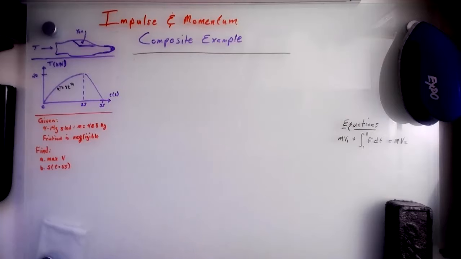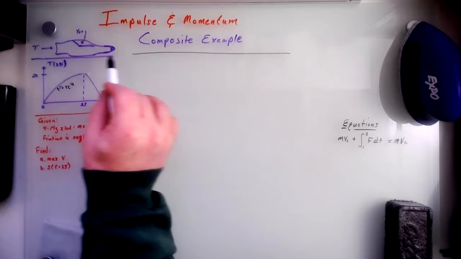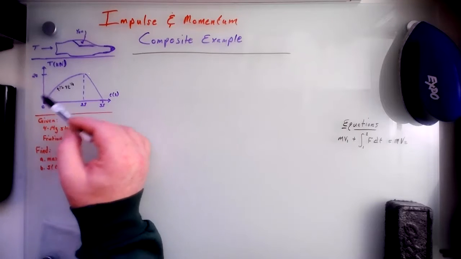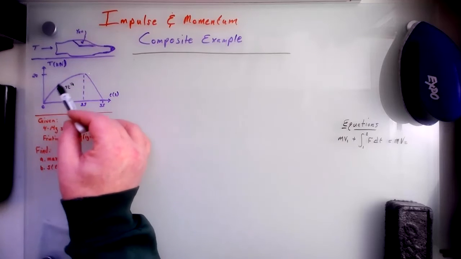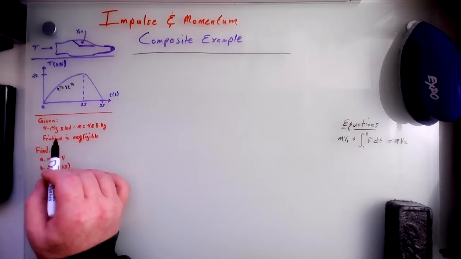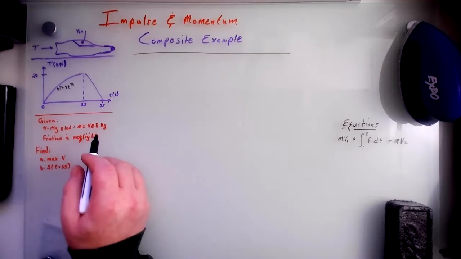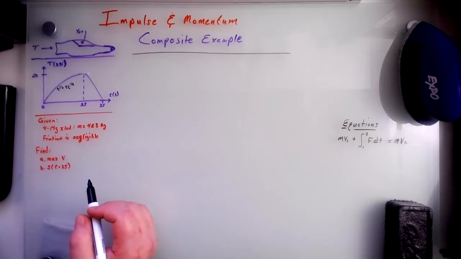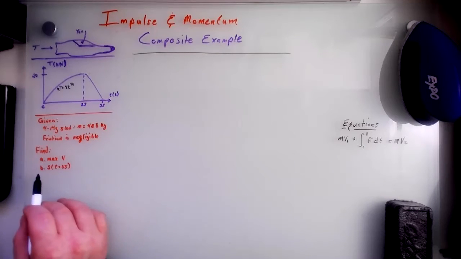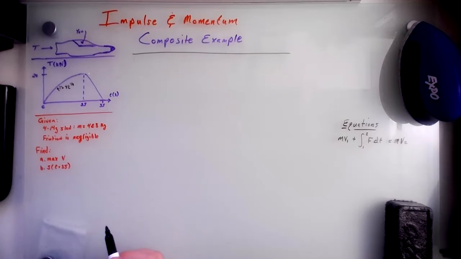We're talking dynamics, impulse and momentum, and here we have what I'm calling a composite example. We have a rocket sled that you are in, riding along a frictionless track, propelled by the thrust in this diagram. It is a 4 megagram sled, that's 4,000 kilograms. Friction is negligible. We're asked to find first the max V and then the displacement at t equals 35. So let's get to it.